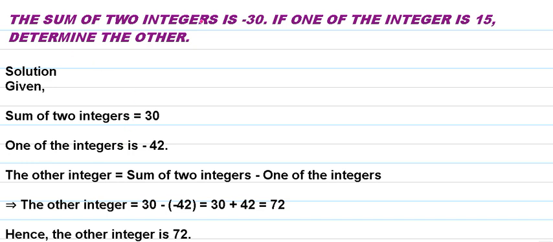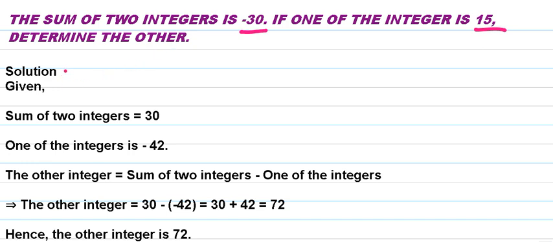The sum of two integers is minus 30. One of the integers is 15. So determine the other. And someone asks you, what is the other number? To find the other number, don't get confused. So start to write.